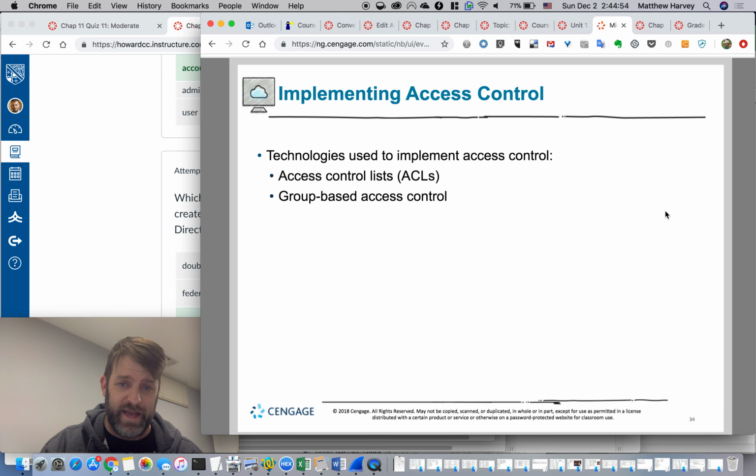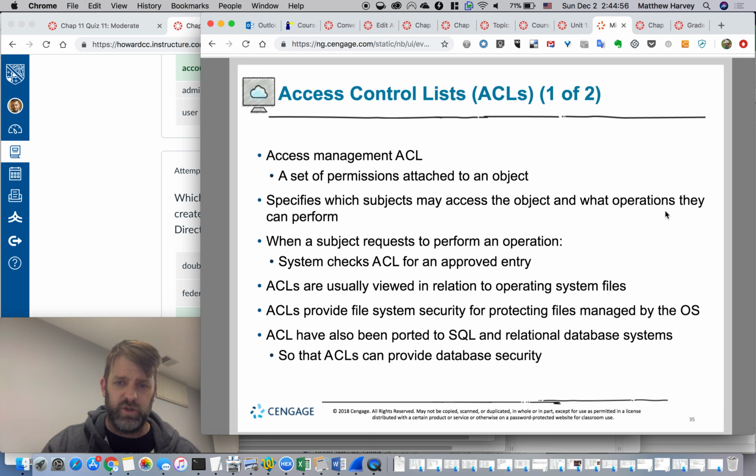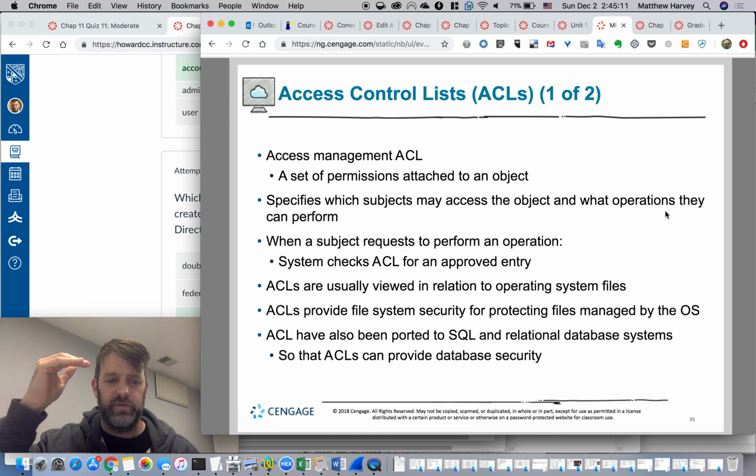So how to implement access control. Access control lists, this is what gets set on an object. So an object has an access control list that says these users, and these are the subjects, that have access to this object and what kind of access they have. So this user has full access, this group has read-only access, and so on.